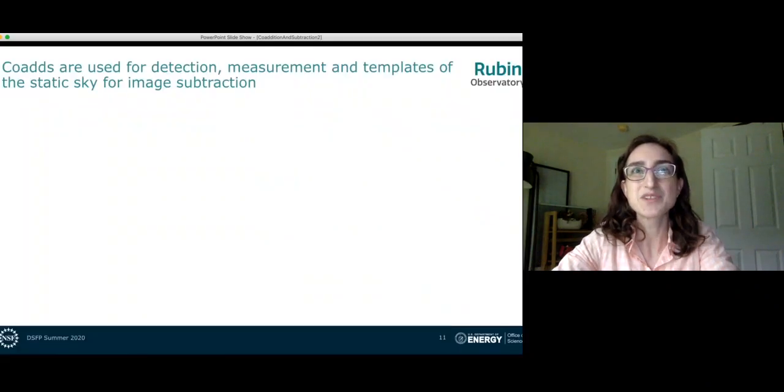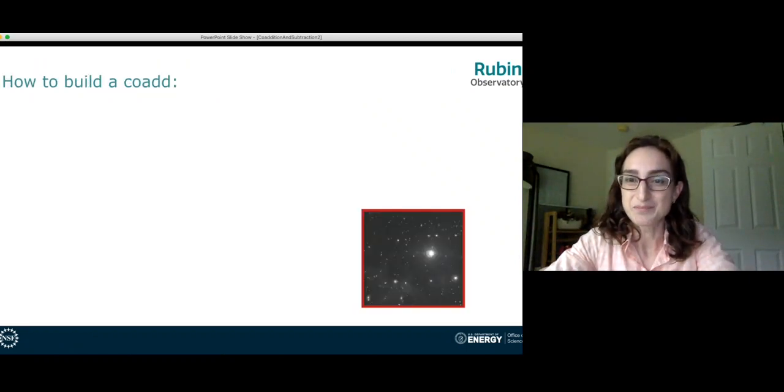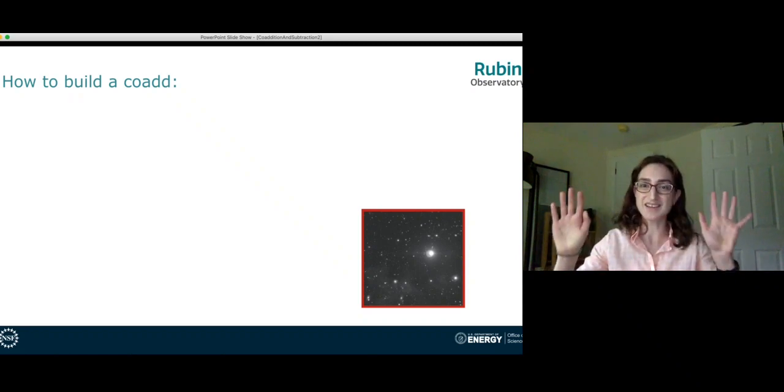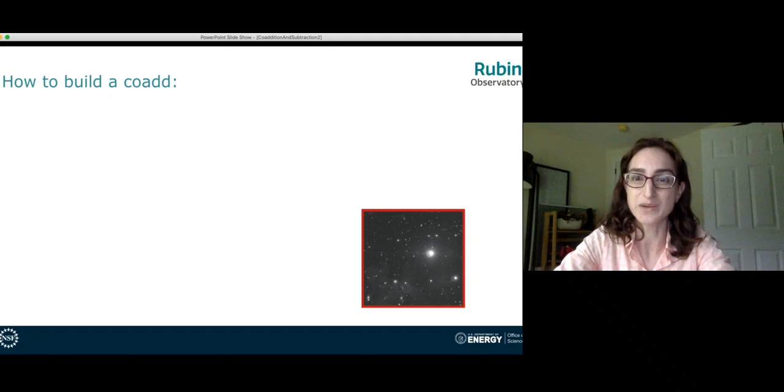Okay, so in astronomy, what do we use coadds for? They're used for detection, measurement, templates for the static sky, for image subtraction. Before we go into how we use coadds, let's take a step back and discuss how we build a coadd.